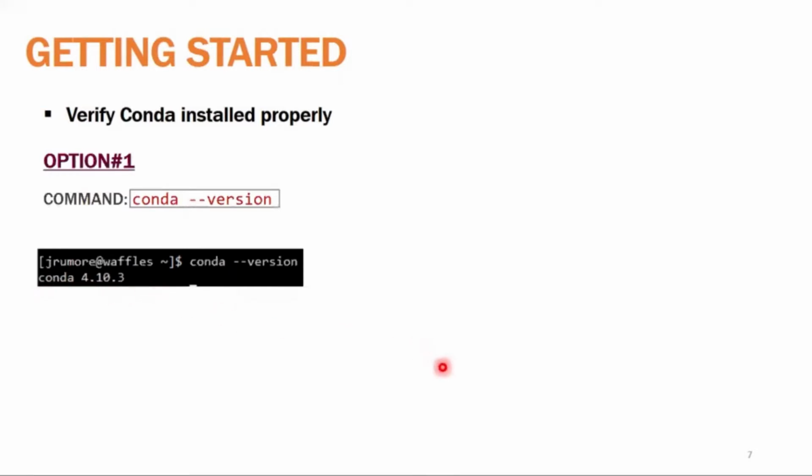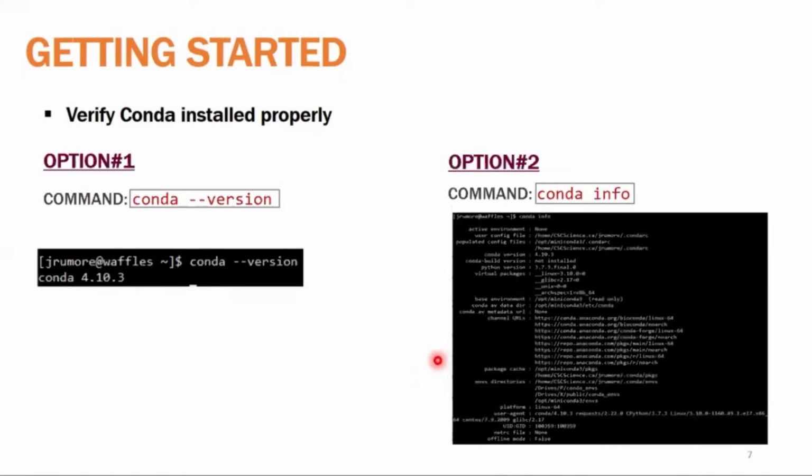Now, alternatively, you can verify the Conda installation by running conda info. Now this will print all information regarding the current Conda installation, including the version number, as well as the location of where your environments are stored.